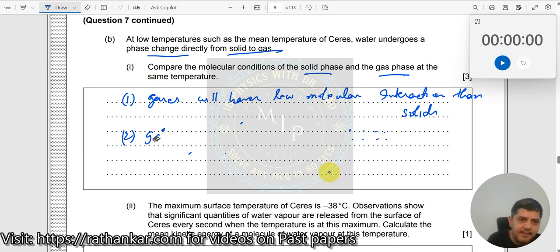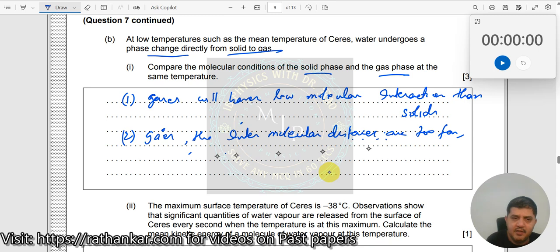So you can say in gases the intermolecular distances are too far, as compared to solids, because in solids they are very nearby, okay, but in gases they are very far away, right?